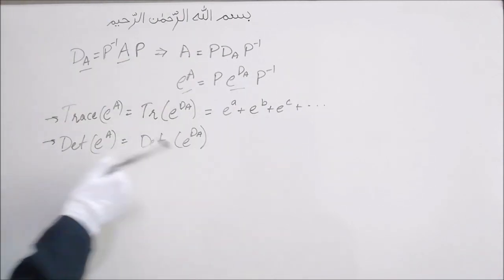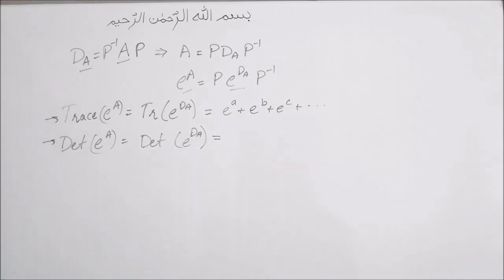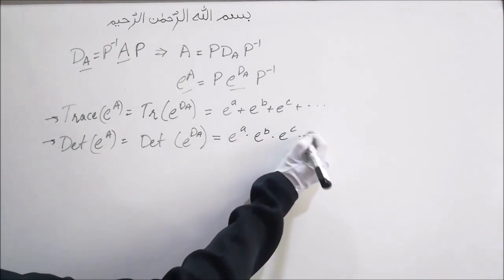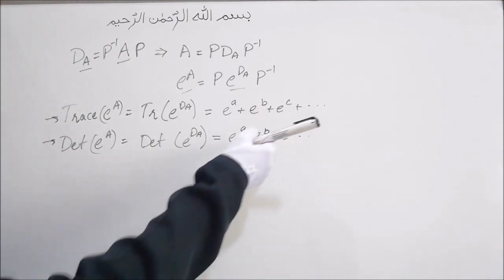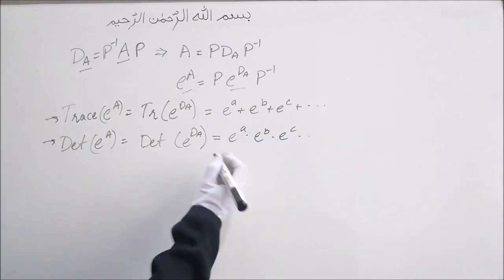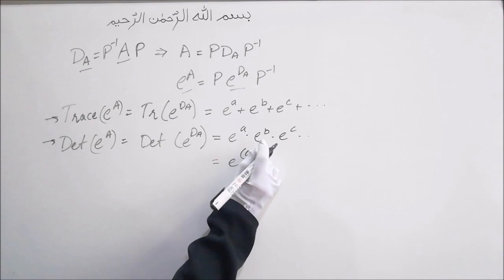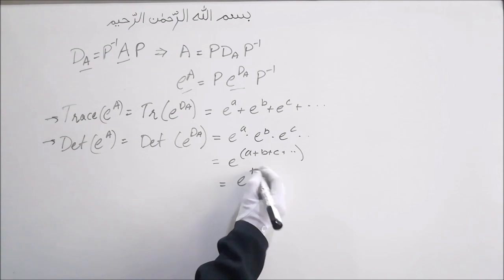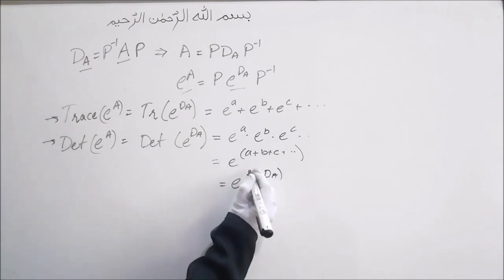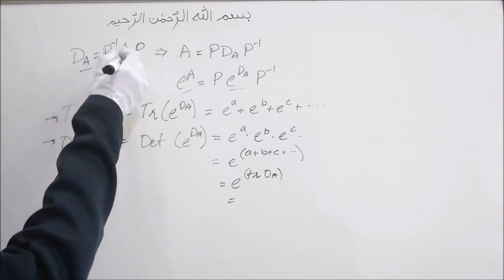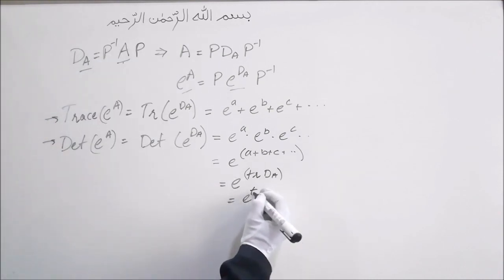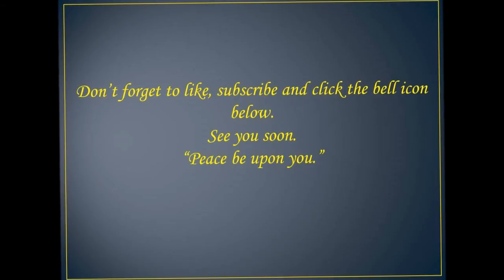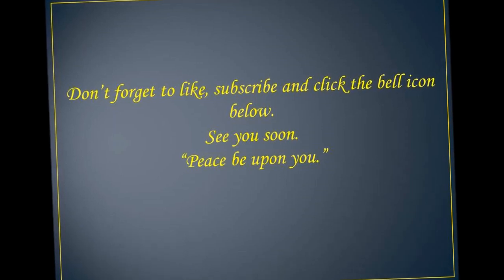And the determinant of e raised to A is equal to the determinant of e raised to dA, which we can write as e raised to a into e raised to b into e raised to c into so on, or e raised to lambda 1 into e raised to lambda 2 into e raised to lambda 3 and so on, which can also be written as e raised to a plus b plus c plus so on, which is nothing but e raised to trace of the matrix dA. Trace of the matrix dA is equal to the trace of matrix A, which can be written as e raised to trace of A.